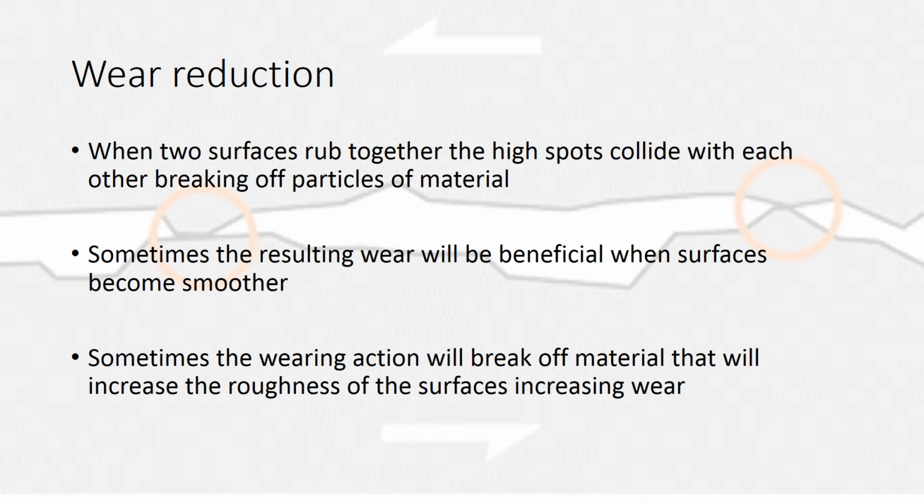Wear reduction. When two surfaces are rubbing together, the high spots will actually collide with one another, breaking off some of the material. In some instances, the breaking off of material will actually cause a polishing action to make the two surfaces smoother in relation to one another. In other cases, the collisions may actually break off chunks of material, and instead of polishing and making a smoother surface, it can actually leave a rougher surface with more irregularities, and in that case, wear will increase.